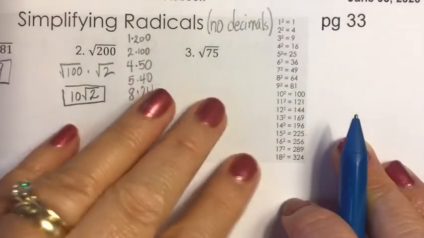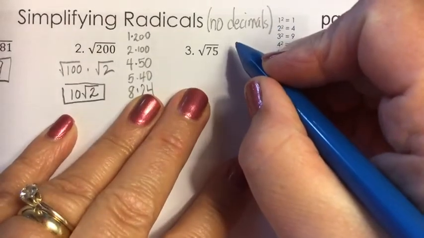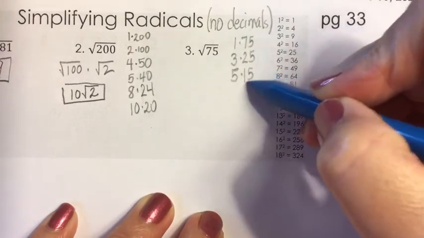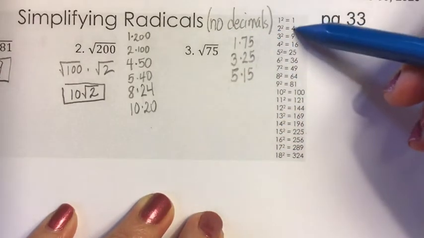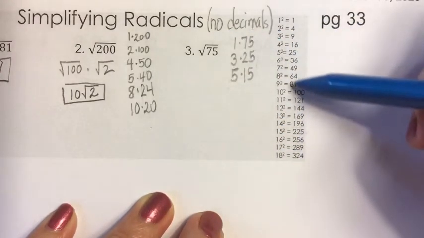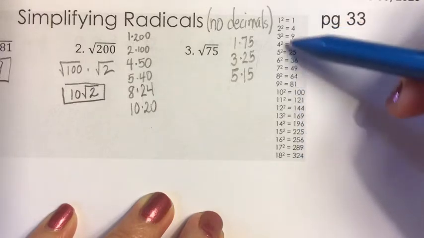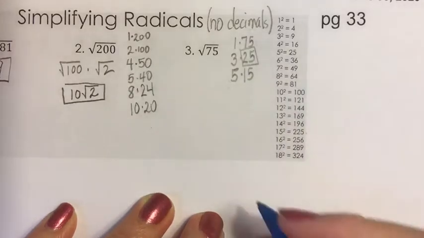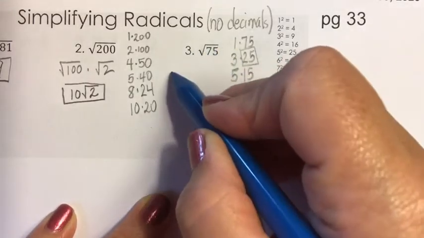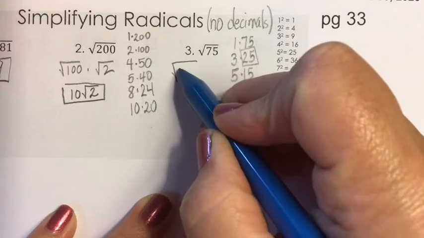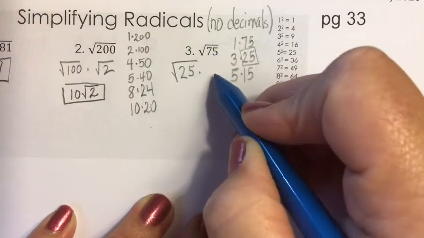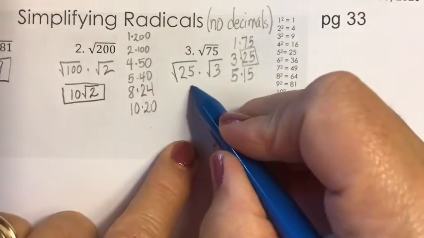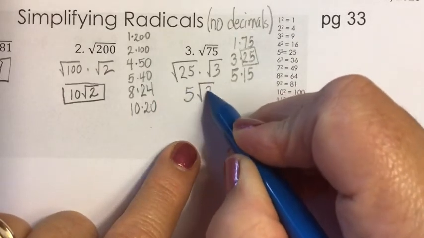Let's try number 3. Factors of 75. Now, looking at this list of factors, find the biggest perfect square that you see over here. Hopefully you see it's 25. Rewrite the square root of 75 as the square root of 25 times the square root of 3. What's the square root of 25? 5 times the square root of 3.